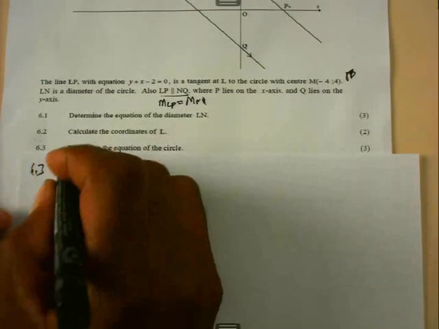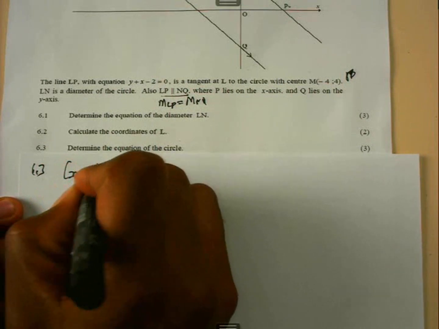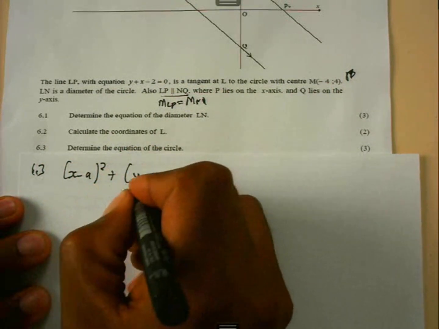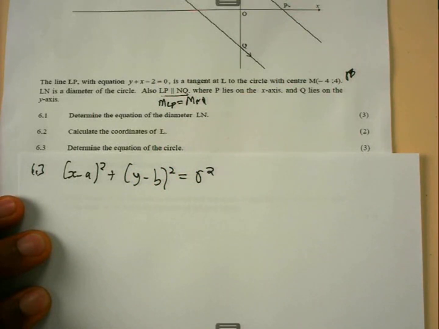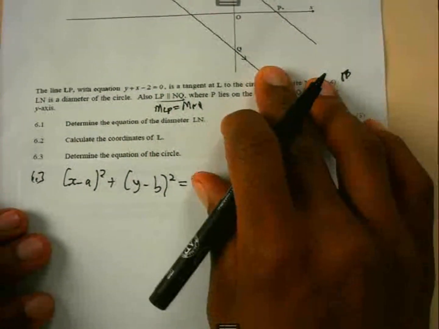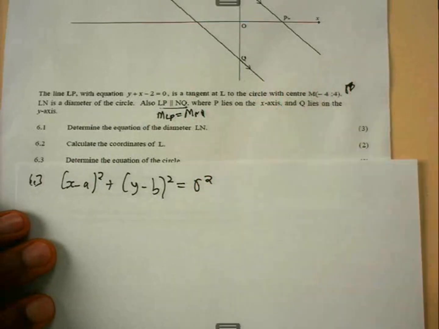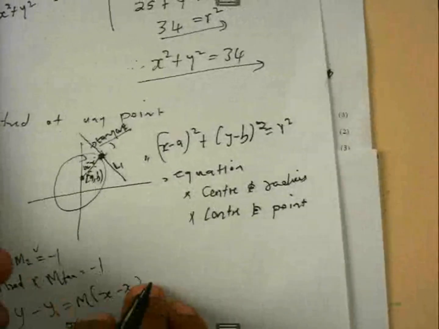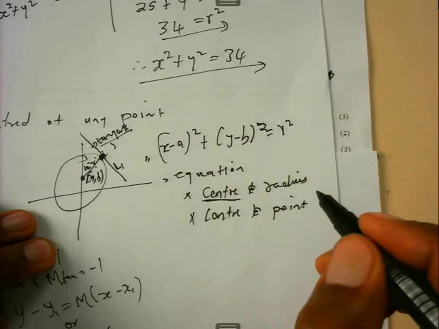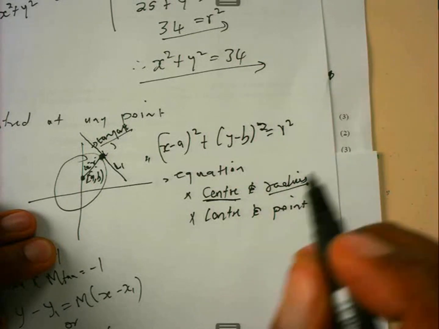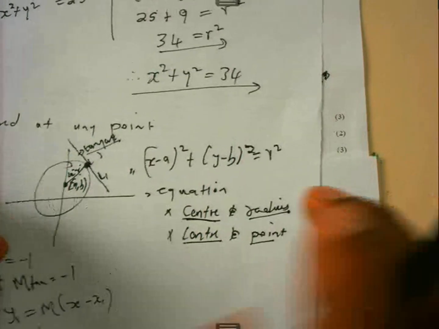You know that the equation here is x minus a all squared plus y minus b all squared is equals to r squared. That is 100% correct. Right. Immediately then from here, what do you do now? Remember we said when you determine the equation of the circle, we need the following. On that circle, we must identify the center and the radius. Or you identify the center or a point on that circle.